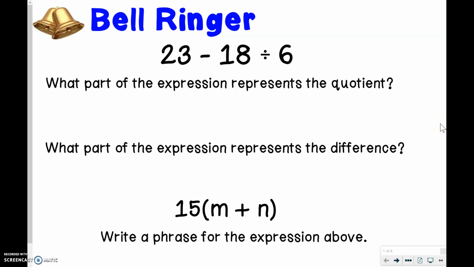Hello, Math 8 kiddos. I wanted to share with you what we were doing in class, just because I think it's helpful reminders before we take our assessment on Wednesday. So I wanted to go over what we did with the bell ringer.